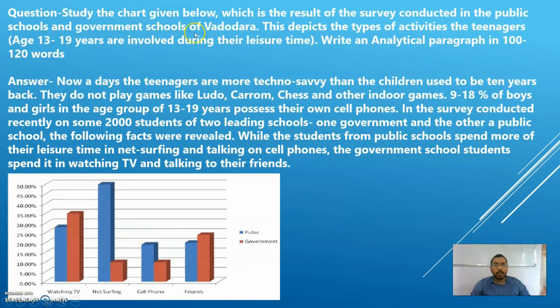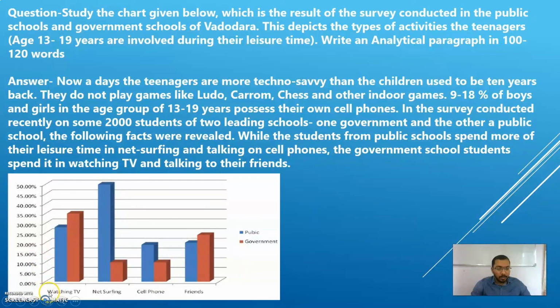See, this is another one. This is a question. The diagram is given to you. It's a bar diagram, and the question is given on the top. Study the chart given below, which is the result of a survey conducted in public schools and government schools of Vadodara. This depicts the type of activities that teenagers between the ages of 13 and 19 years are involved in during their leisure time. Write an analytical paragraph in 100 to 120 words.